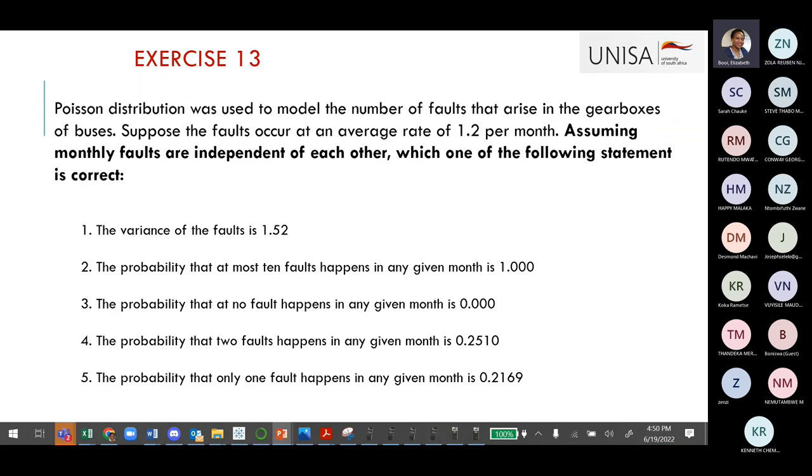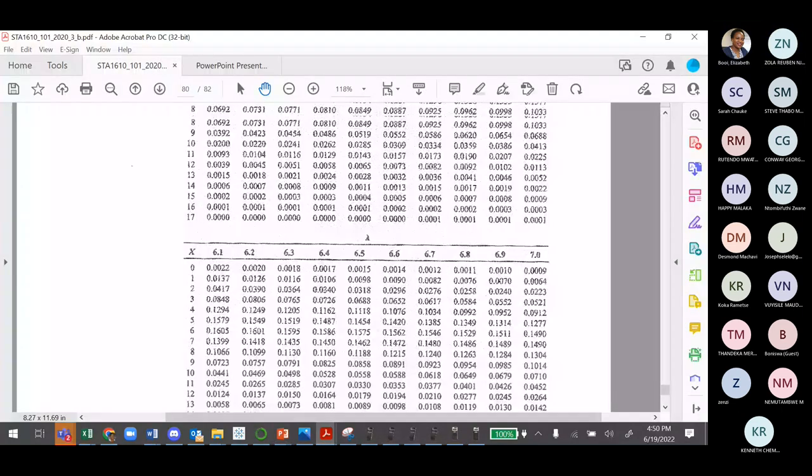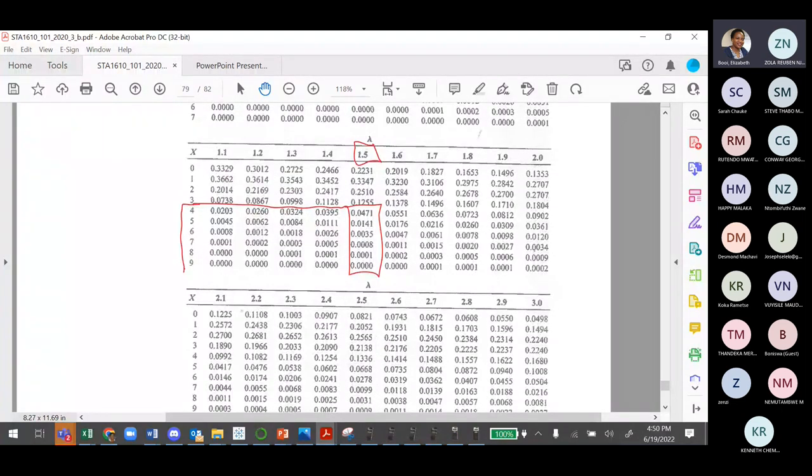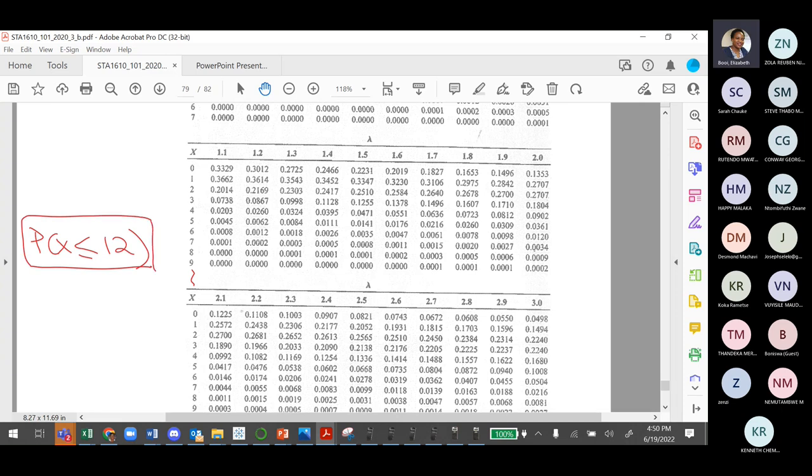That's the other thing I wanted to say. What happens when you have an average of 1.2? Let's go to 1.2, and if you are sitting on 1.2, and they ask you to find the probability that X is less than or equal to 12. There is no 12 here, but because of the way the question is formulated, it says less than or equal to 12. It means it's all these values, including the imaginary ones that were not there.